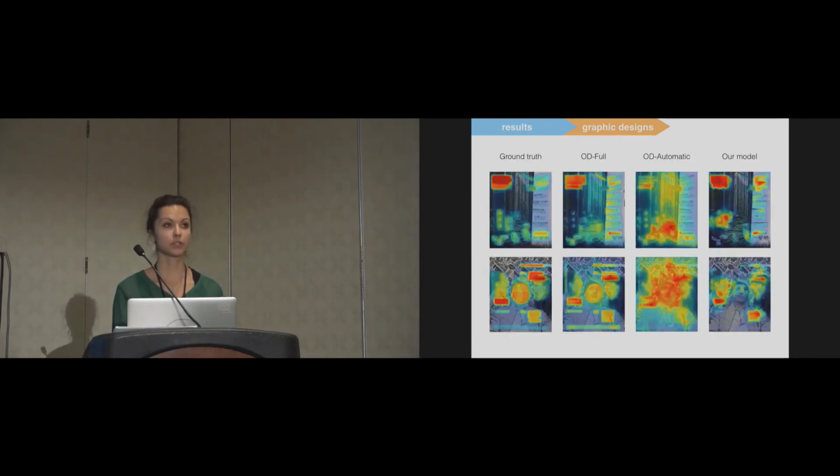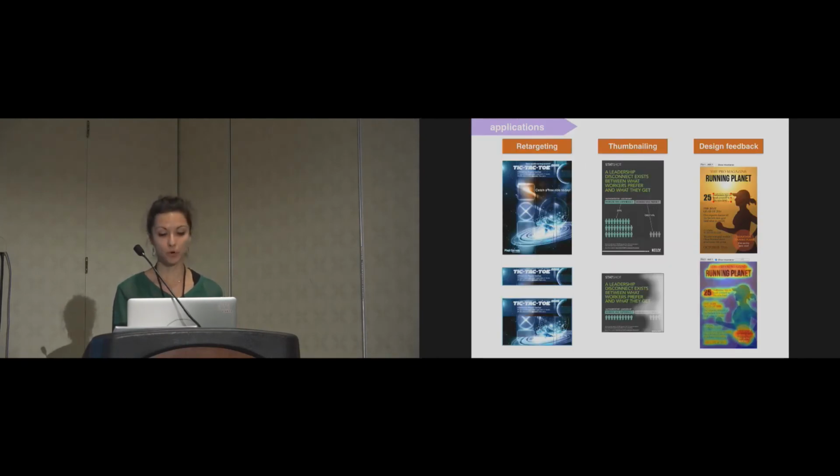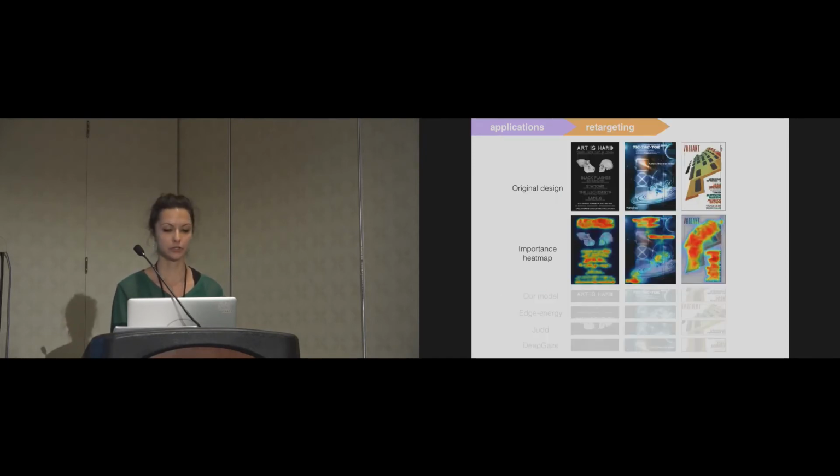So here's a comparison of our model to O'Donovan's model, but because it's not fully automatic, we also compared to a model computed just using automatic features, and we note that both O'Donovan's models can take up to 10 seconds per image to compute importance. We do this in 100 milliseconds, so we gain about 100x speed up. And in numerical comparisons, we show that our model outperforms both O'Donovan's model and saliency, well, the automatic variant of O'Donovan's model and saliency. And now that we can predict importance on novel designs, a number of automatic design applications opens up. And I'll discuss these in turn next.